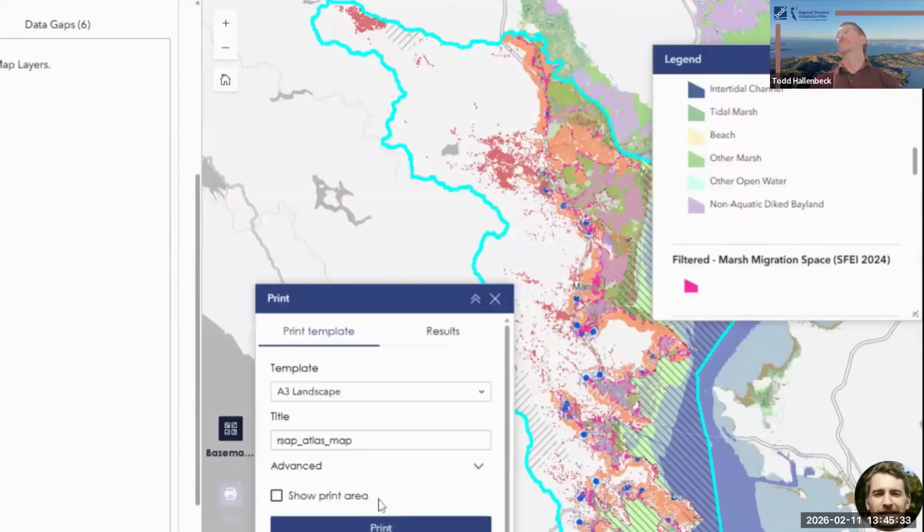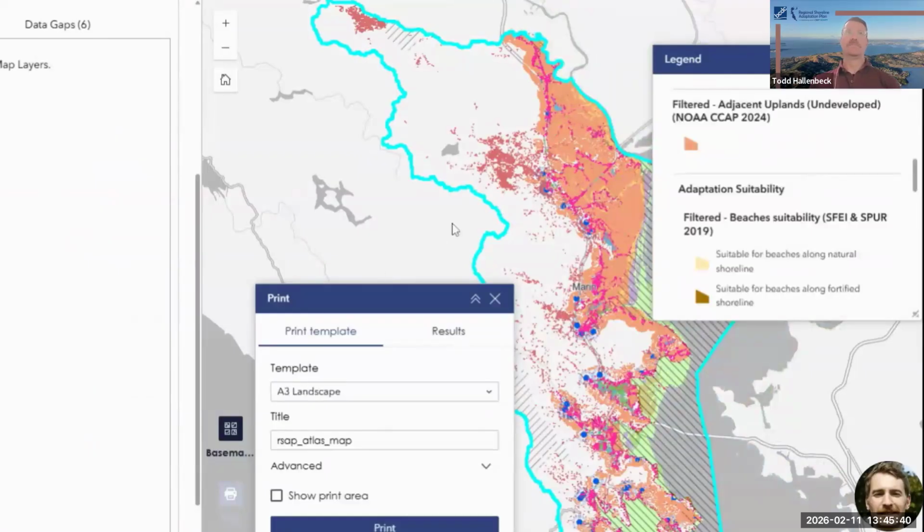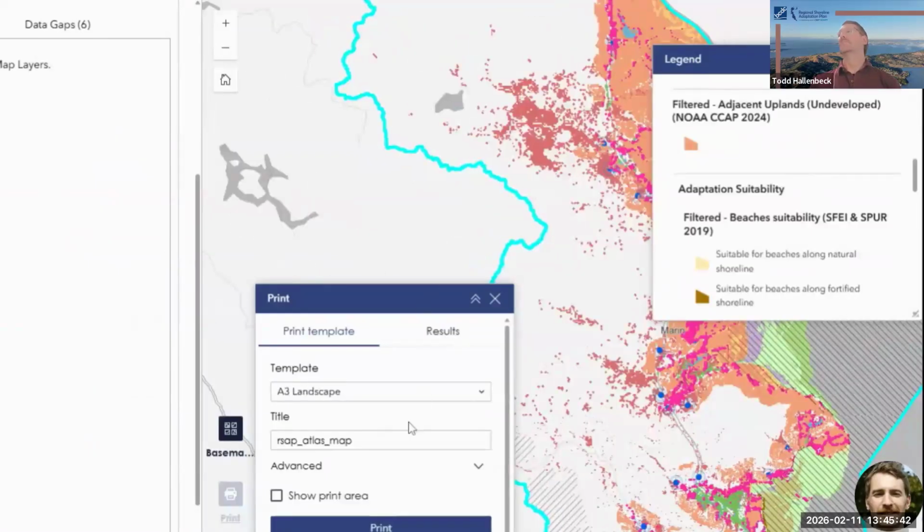An error may occur when trying to use the print tool due to request size limitations. Try reducing the number of layers, zooming in, or capturing the area with a screenshot instead.